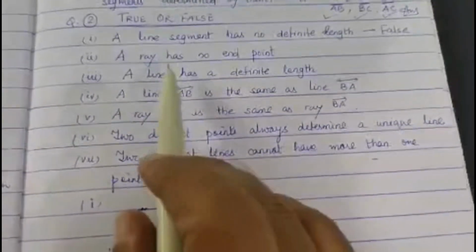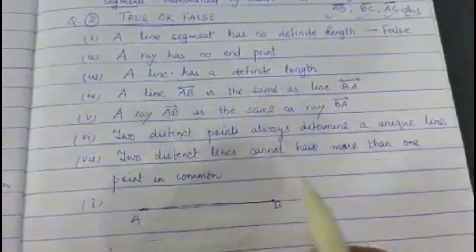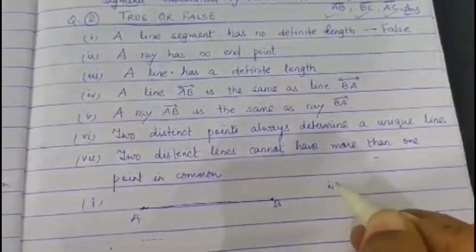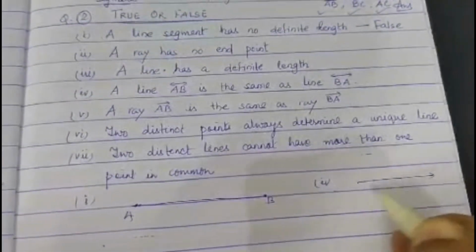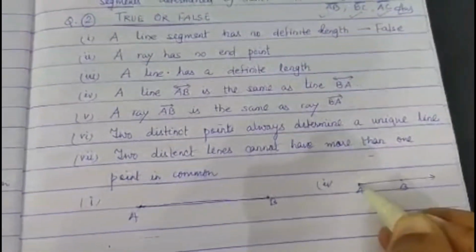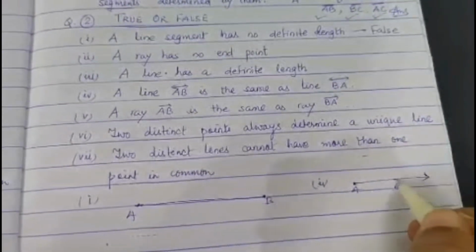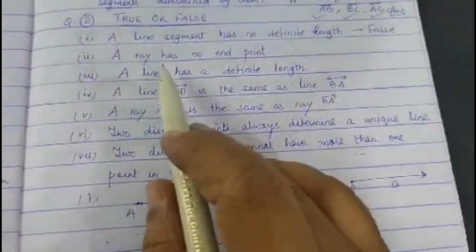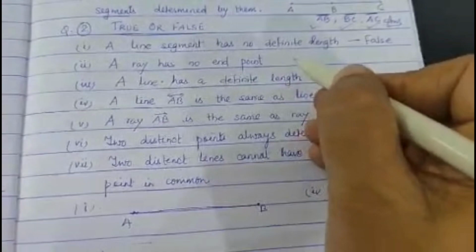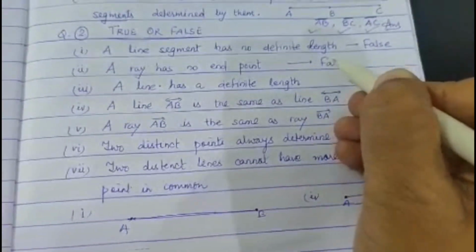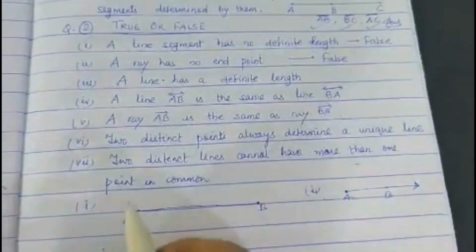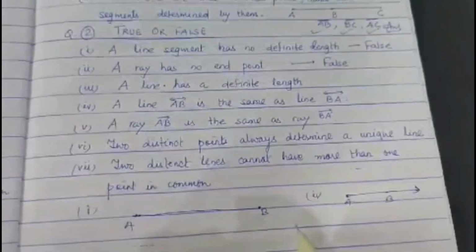All right. Now second one is, a ray has no end point. See, second one, this is called a ray. It has one end point. One side it is extended. So a ray has no end point. It is also a false statement. False statement.